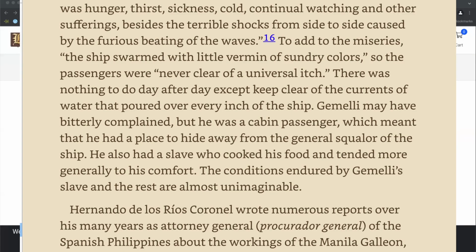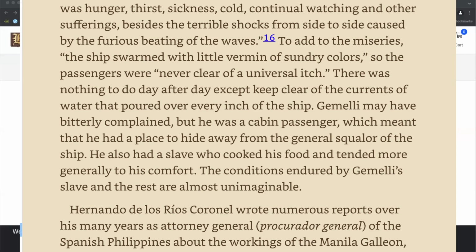There was hunger, thirst, sickness, cold, continued watching, and other sufferings, besides the terrible shocks from side to side caused by the furious beating of the waves. To add to the miseries, the ship swarmed with little vermin of sundry colors, so the passengers were never clear of an universal itch. There was nothing to do day after day except keep clear of the currents of water that poured over every inch of the ship.